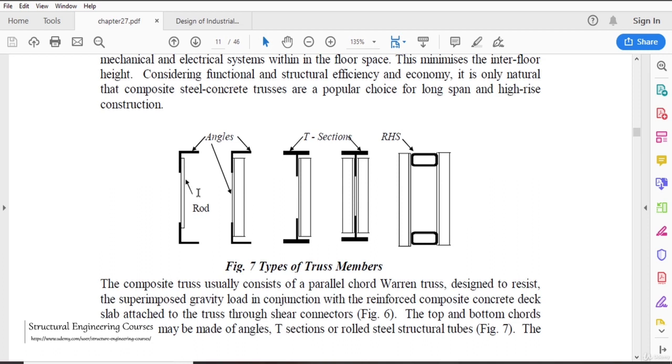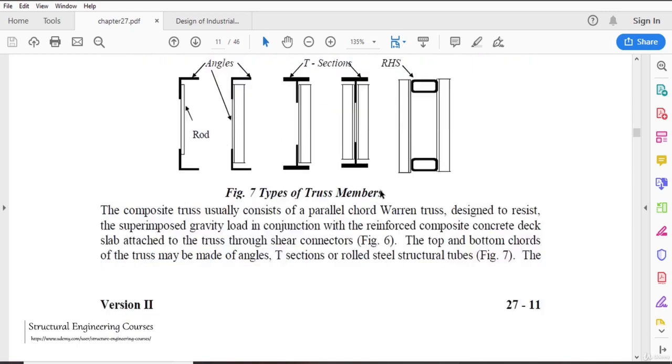So these are the various types of truss members here. Here you can see that 2 angles are joined by a rod, 2 angles are joined by a different angle, 2 T sections or double angle sections are again joined by a single angle, and 2 angle sections on the top and bottom are again joined by 2 angle sections here.